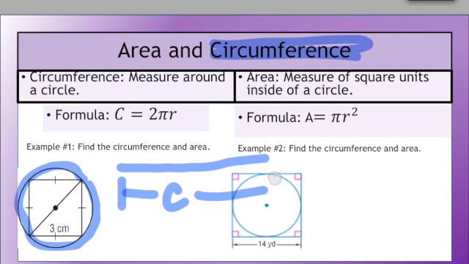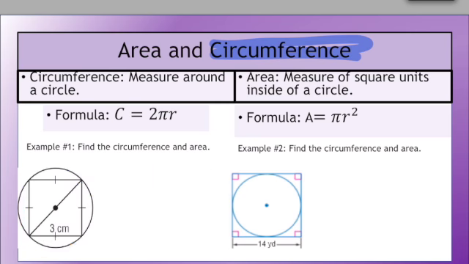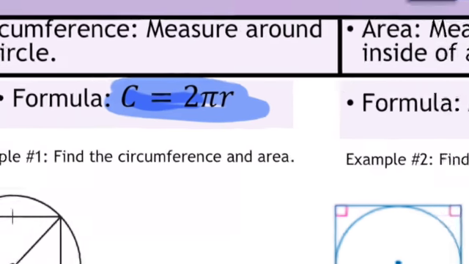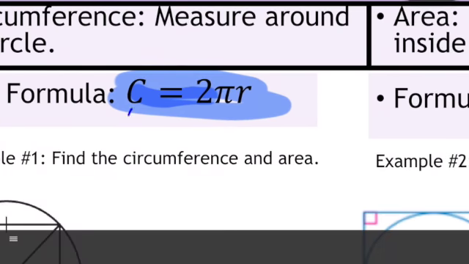So the formula for that is that the circumference of any circle is equal to 2 times pi times the radius of the circle. In this case, the C is going to stand for the circumference, and the r is going to stand for the radius.